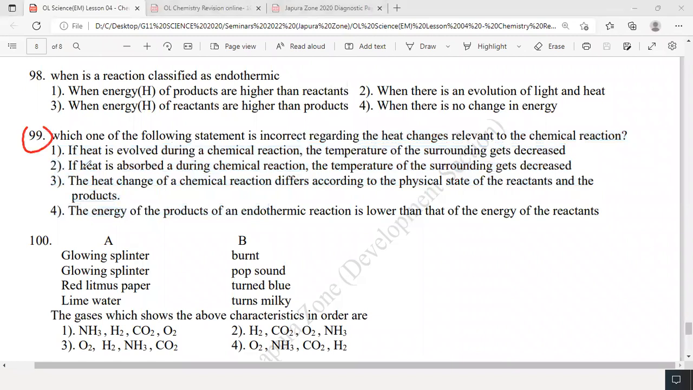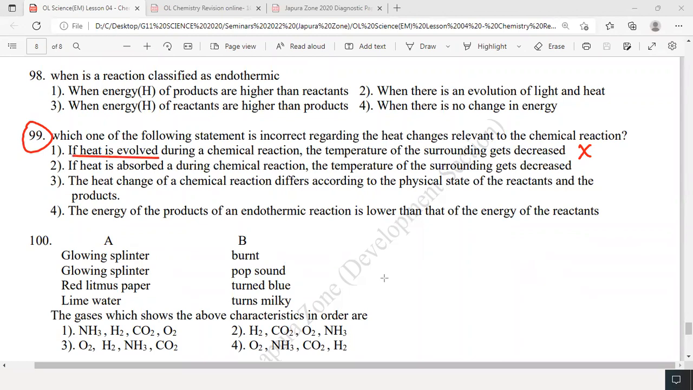99. If heat is evolved, temperature of the surrounding gets decreased. That is wrong. If heat is evolved, the temperature should increase. That is exothermic, right? If heat is evolved, it is called an exothermic reaction. Then the temperature should increase in the surrounding.